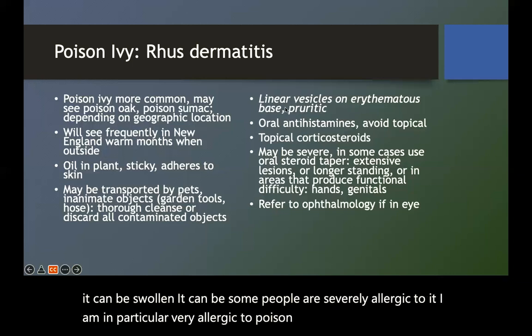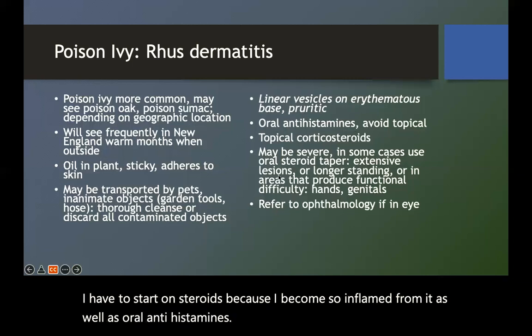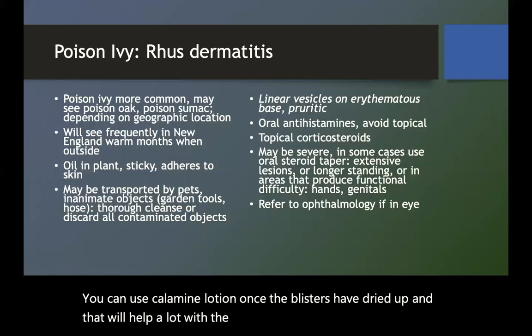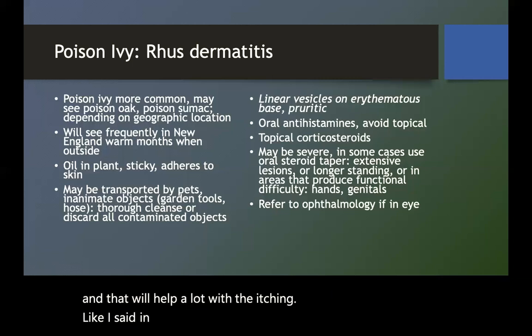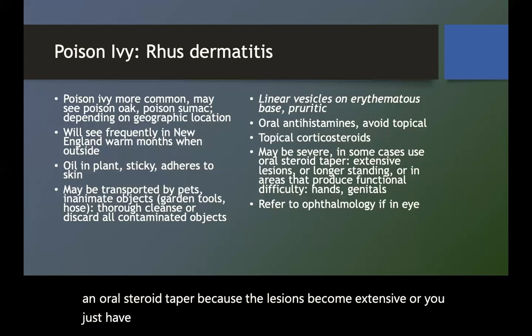The minute I get it, I have to start on steroids because I become so inflamed from it, as well as oral antihistamines. You can use calamine lotion once the blisters have dried up, and that will help a lot with the itching. Like I said, in some cases it can be very severe, and you want to use an oral steroid taper because the lesions become extensive, or you just have difficulty functioning because of where the lesions are. It can spread to all over your body.